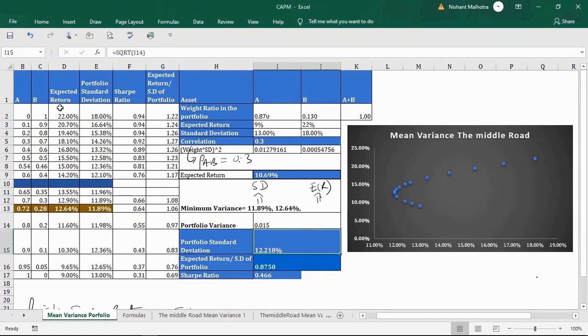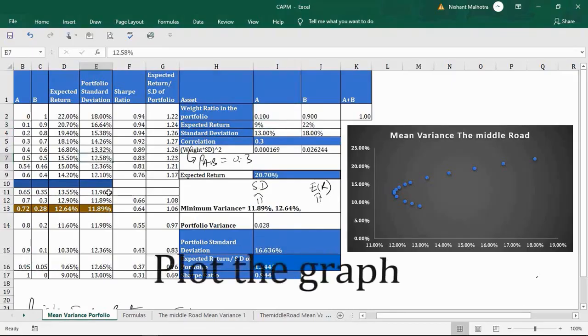For different weights, I have plotted this. I've put in all these figures and plotted the graph. First we'll see how we plot the graph, and then through Solver we'll see how we can do a lot of calculations. First, I keep changing this portfolio. For example, if I put 0.1, I change that to 0.1. The expected return is 20.70.